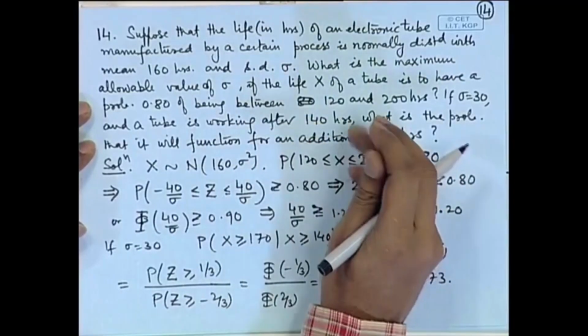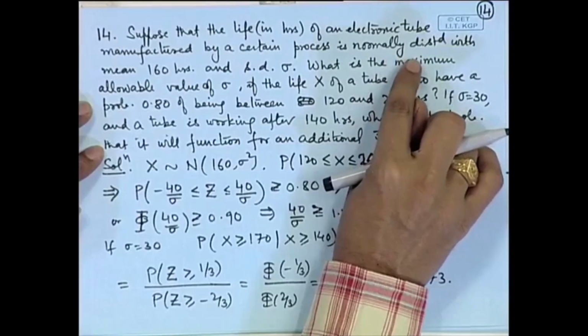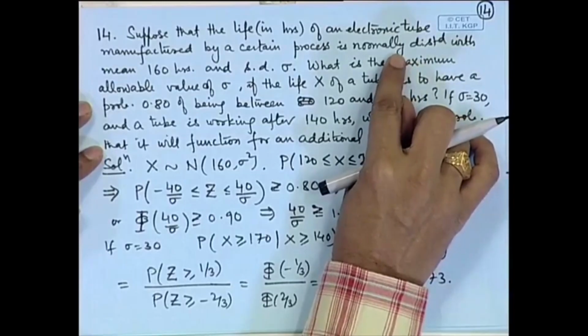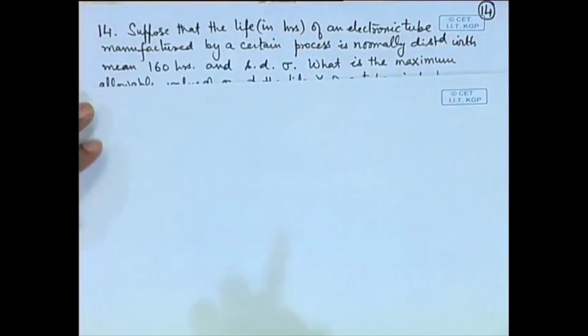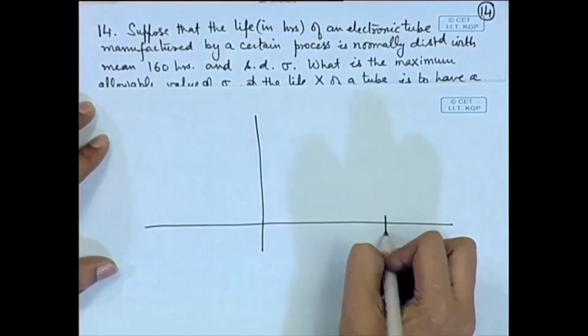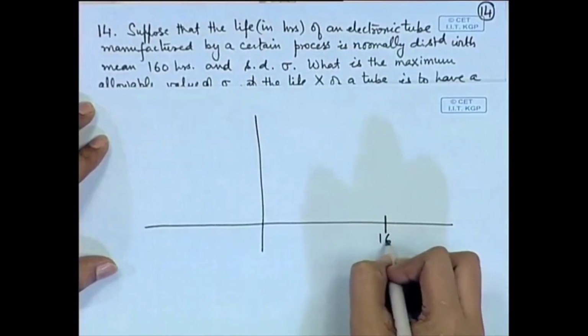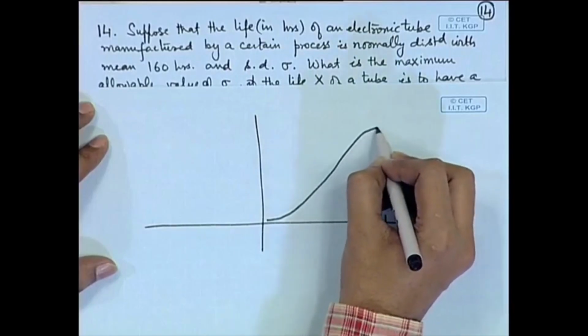Here one natural question one may ask is that here we are looking at the life of the tube. So, life is a non-negative number or a positive real number. So, how can it be normally distributed, because the normal distribution is from minus infinity to infinity, that means it takes any real value. Now this can be explained like this: the life may be positive, and here the mean is 160 hours.